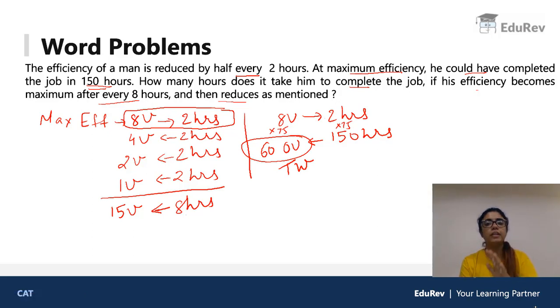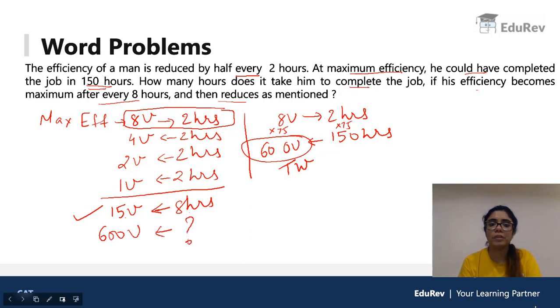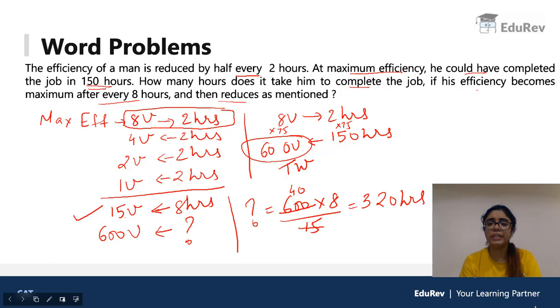Now because the efficiency reduces by half every 2 hours, he is able to do only 15 units in 8 hours. So if 15 units are done in 8 hours, how much time will 600 units take? That will be 600 into 8 upon 15. 15 4s are 60 and 0, so this will become 320 hours. So at the reduced efficiency, he will be able to complete the task in 320 hours. And that is your answer.